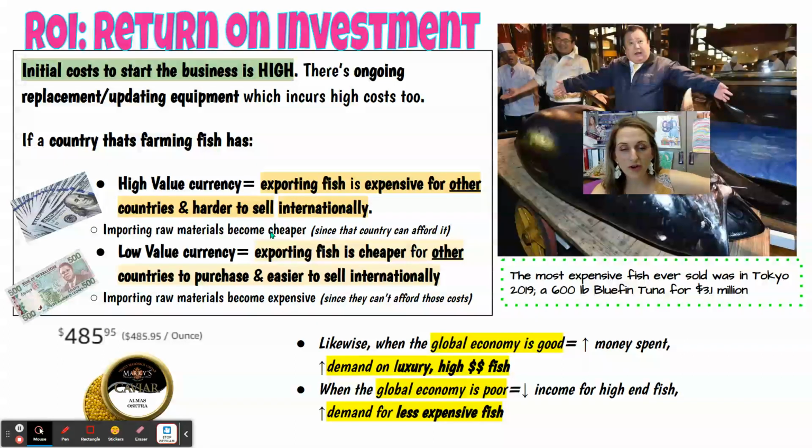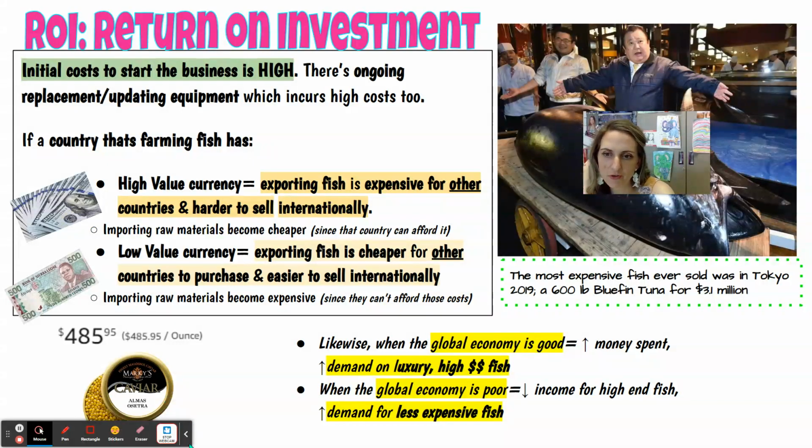If a country has a low value currency, then exporting the fish is much cheaper for other countries to purchase. So like we might get our fish purchased from other countries that have a lower price value on their dollar, on their paper money. It's easier to sell internationally though. But if they need to import raw materials, it might be too expensive because they'd be getting it from a different country, hence the import.